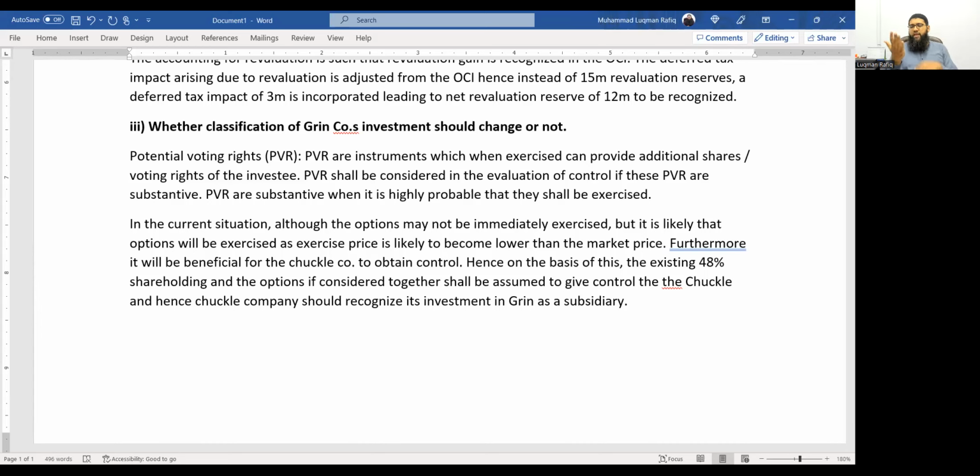It's a whole story about the potential voting rights. I repeat, it's the whole story about the potential voting rights that you would have to consider.